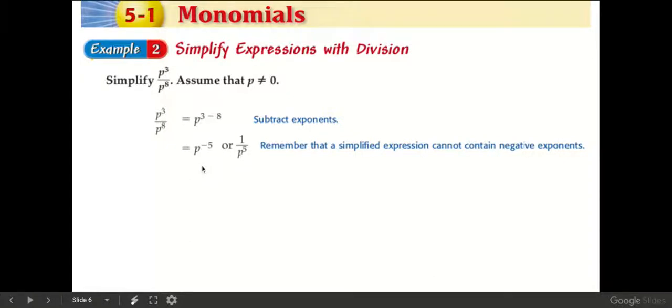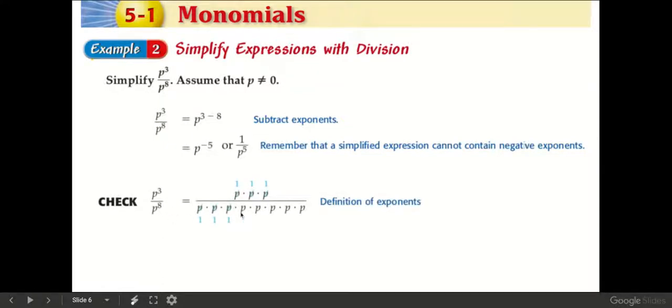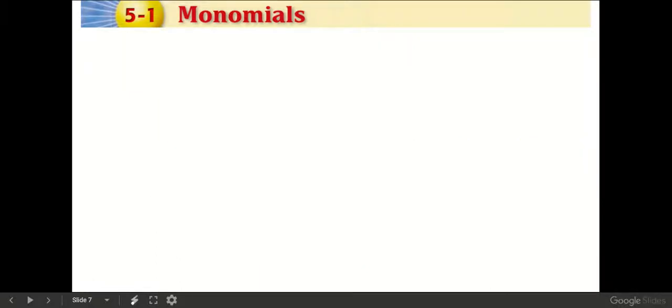So let's go ahead and check and make sure that this actually plays out the way that we think. So if I were to write this in expanded form, right, p to the 3rd is p times itself 3 times, p to the 8th, p times itself 8 times. Again, I do my canceling, and it leaves me with p times itself 5 times in the denominator, in the bottom, right? So it does make sense that it should be written in that way. So again, this is just me writing in an expanded form and proving that my rule of subtracting the exponents when I'm dividing things with the same base works.